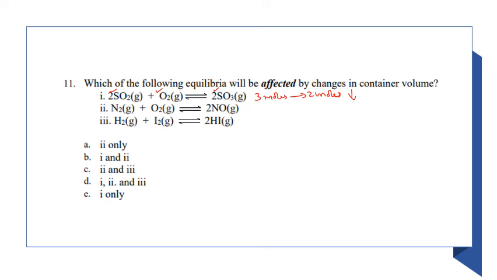So what happens when the container volume changes? The first one will be affected by change in volume because the number of moles are different on the product side and the reactant side. The second one is 1 plus 1, 2, and this is 2, so 2 moles and 2 moles. So no effect in this case because the number of moles is not changing. The third one is 1 plus 1, this is also 2 moles, gives 2 moles. So no change in the number of moles, so it is not affected by changing the volume of the container. So the answer is E, 1 only.